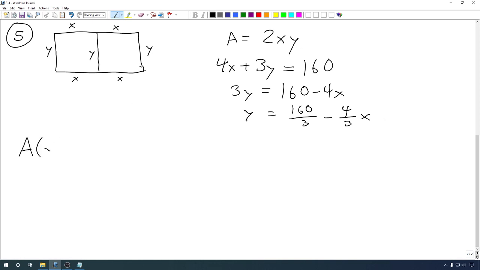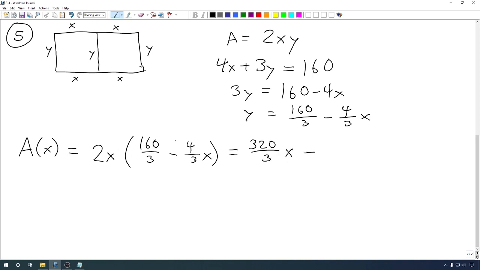Essentially, we've turned our area into a function of x, which is equal to 2x times this stuff, 160 thirds minus 4 thirds x. Or really, I'd like to go ahead and actually expand that out. I'll distribute the 2x to both of our terms. The first one, I double the 160 to 320 over 3 times x. Then I double the 4 to an 8 thirds, but now I have 2 x's, so I have an x squared. So that is my function for the area in terms of x. And I want to maximize this thing.